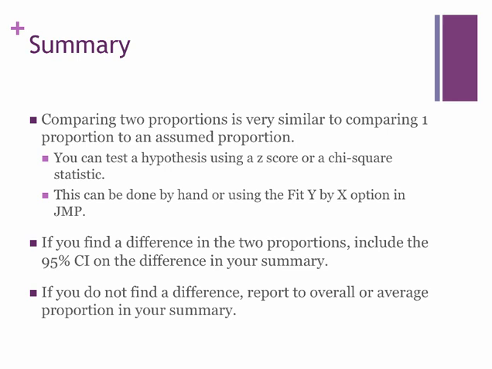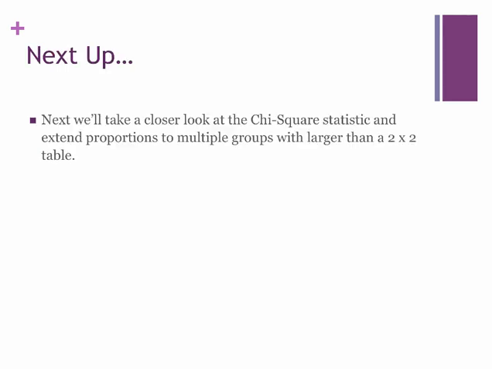Up next, we'll see how to do this in JMP. After that, we'll take a closer look at the chi-square test for extending it to proportions for multiple groups with larger than a 2 by 2 table.